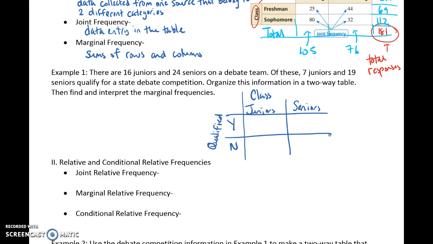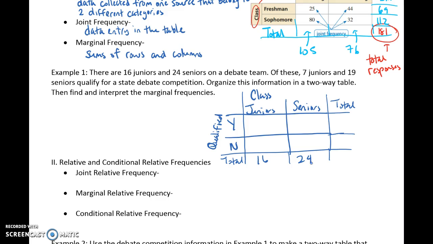So just look at the information. There are 16 juniors and 24 seniors. So that gives me some totals. So maybe I should add in my marginal frequencies here. All right, there you go. If there's a total of 16 juniors, then I'm going to put 16 for total juniors, 24 seniors, so 24 total seniors. Of these, 7 juniors and 19 seniors qualify for a state debate competition.